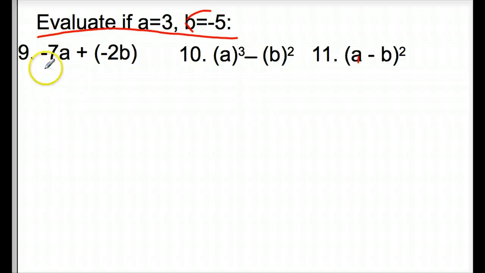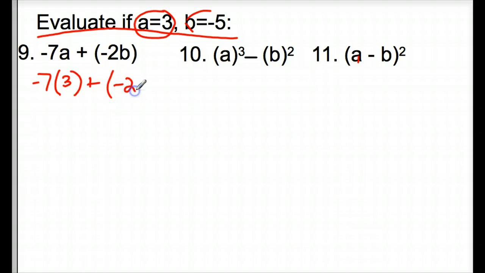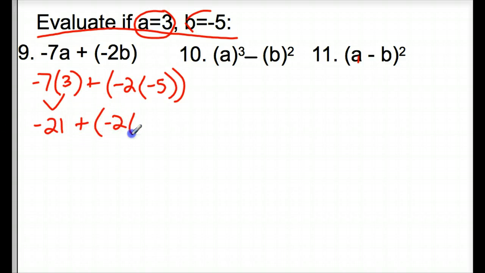So here we go. Number 9, we have negative 7 times a, which is 3, right here, a equals 3. We're going to add to that a negative 2 times b, which is negative 5. So here it's going to get really tricky. We got to really keep track of our negative signs. So negative 7 times a positive 3 is going to give us a negative 21. We're going to add to that again, negative 2 times negative 5. This might look a little bit funny, but that's how you do the layered parentheses.